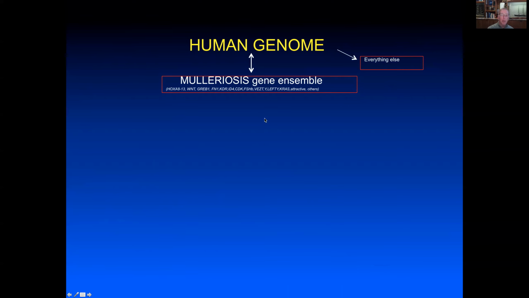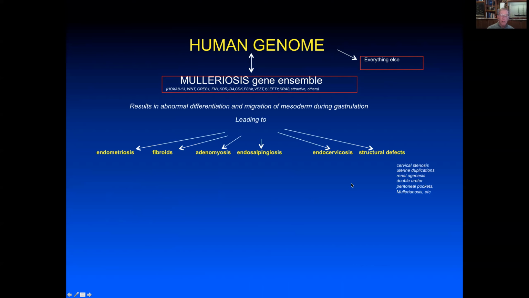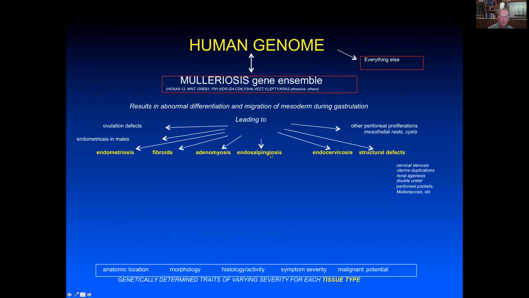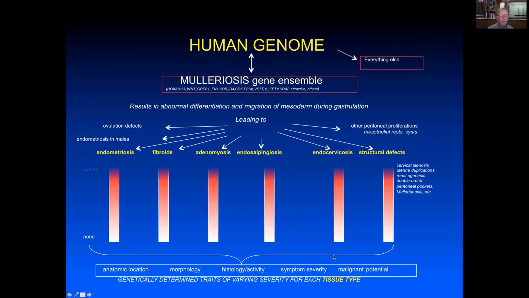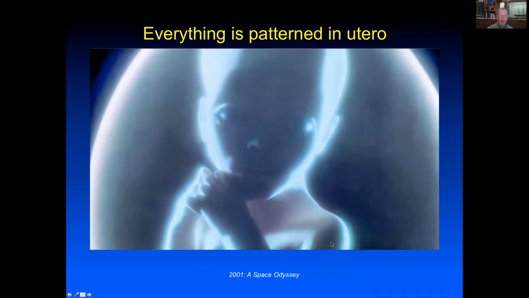So this abnormal Mulleriotic gene ensemble results in abnormal differentiation and migration of mesoderm during gastrulation, which leads to all of the cellular processes that we've already discussed. But it also leads to ovulation defects, endometriosis in males, and other mesothelial rests and inclusion cysts. And for each of these yellow tissue types, there is a genetically determined trait that can range from anatomic location to morphology, histologic activity, symptom severity, and malignant potential, and those traits can vary from none to severe depending on the way the genetic cards were dealt. So everything is patterned in utero.